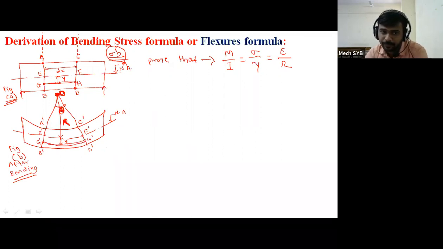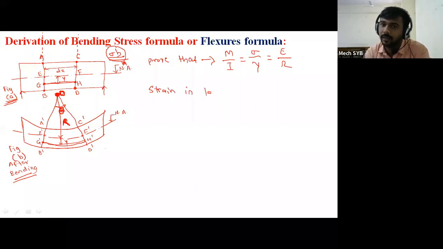So what happened? In figure A, the layer GH is perfectly straight. In figure B, the bending of the beam is taking place, and the dimensions of the layer GH are also changing, and it becomes G dash H dash. It means this layer GH is subjected to some amount of strain, and that strain value we have to calculate.